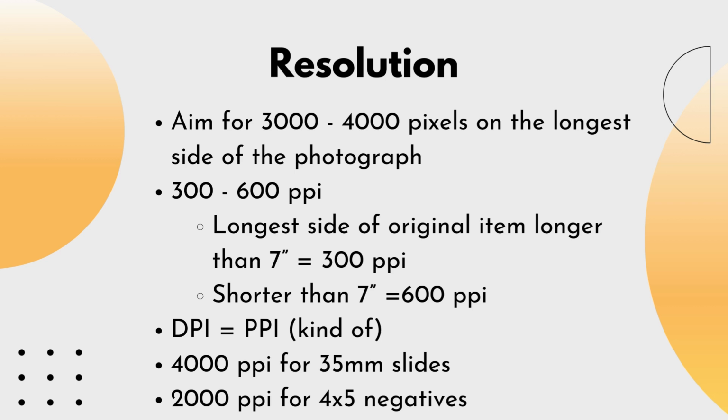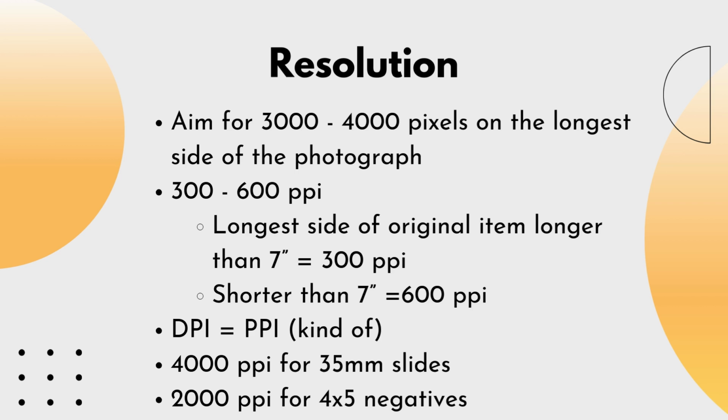Just to note that you might see PPI, or pixels per inch, used interchangeably with DPI, which means dots per inch. DPI originated with printed materials, and it still technically refers to a printed image resolution, but DPI sometimes gets used in scanner software as well. If it's referring to a scanned image resolution, it means the same thing as PPI.